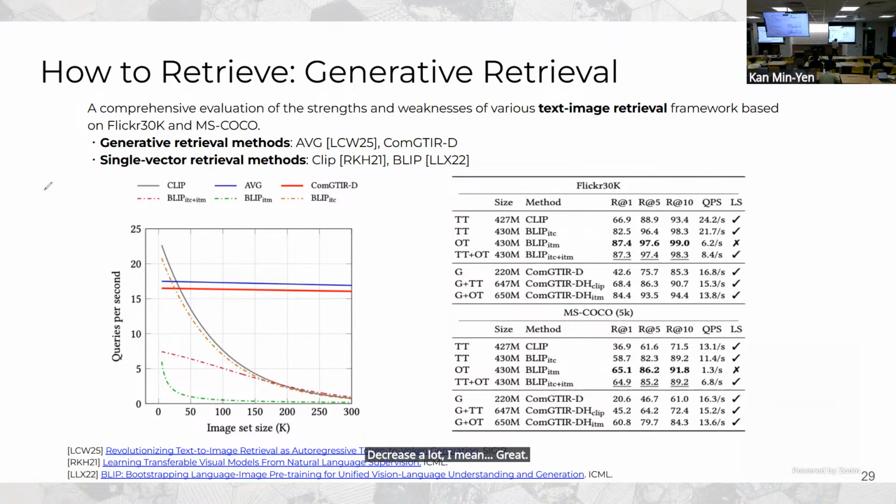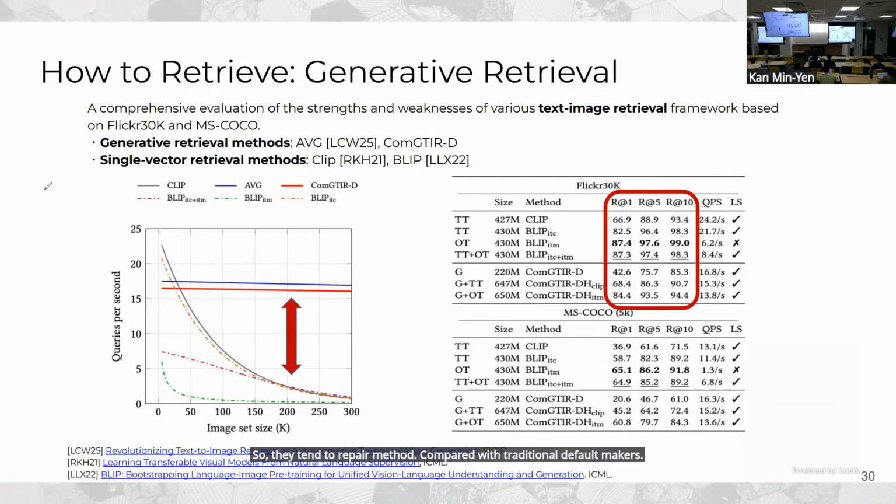But on the right-hand side, we can see that the generative retrieval method, compared with the traditional retrieval methods, is not that competitive in performance. You can see the top performance is achieved by the traditional retrieval method, but it comes with low efficiency.